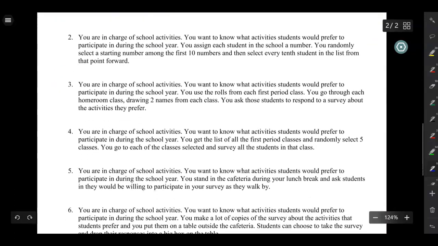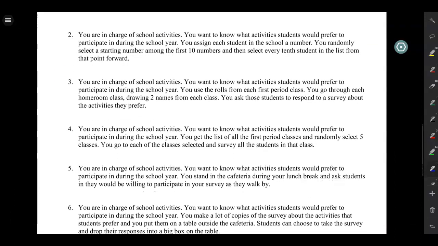All right. So let's say, I think in all these scenarios, we're doing the same thing. We're in charge of school activities. We're trying to decide what activities students prefer. So starting right here, you assign each student in the school a number, and then you randomly select a starting number from the first 10 numbers and select every 10th student in the list from that point forward. So maybe you start with the second person on the list, and then you would do the second person, the 12th person, the 22nd, the 32nd, the 42nd. This is a systematic sample.